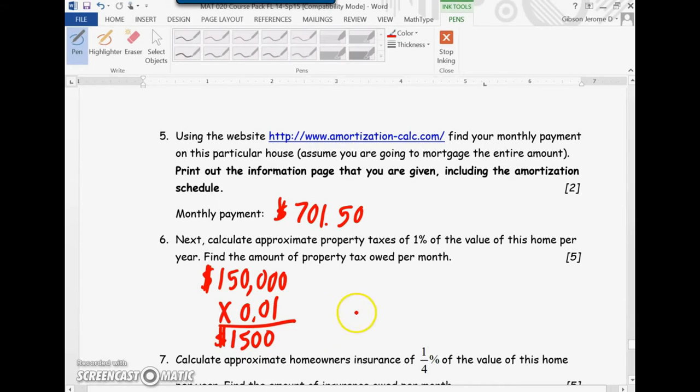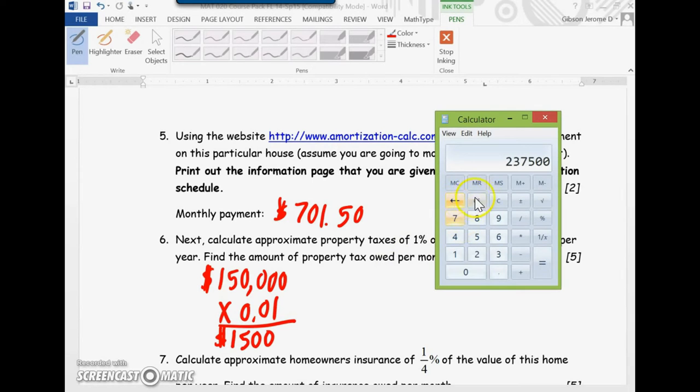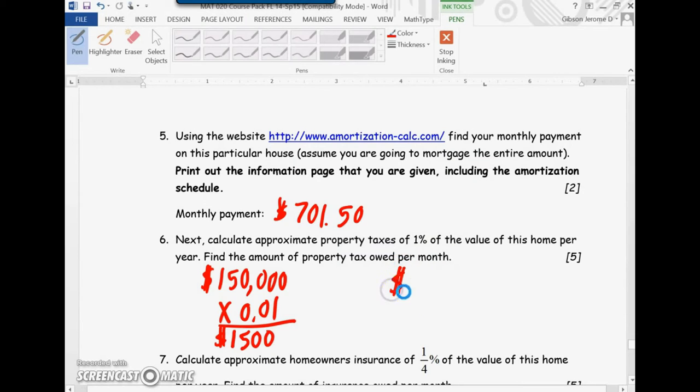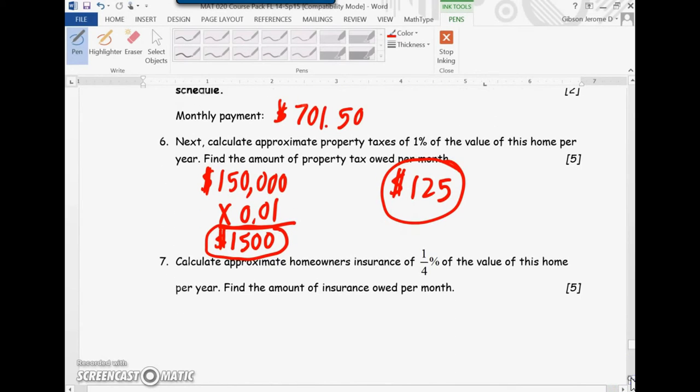We want to find it per month. So what we would do, we would take this 1,500 and divide it by 12. And that gives us exactly $125. And that's per month. So this is the monthly, this is the yearly. Okay, now we scroll down.